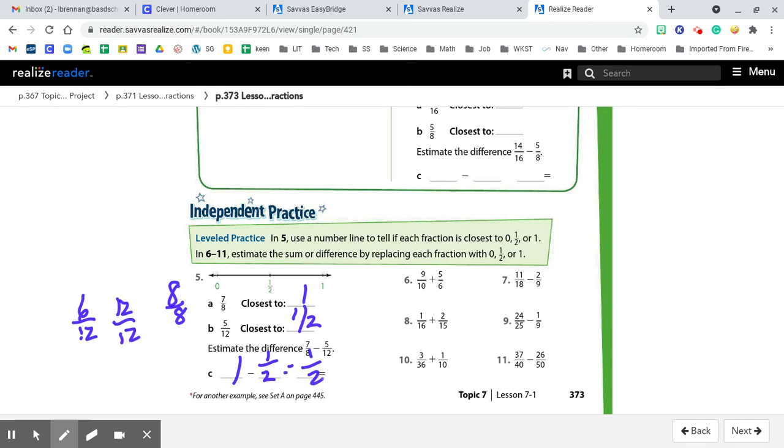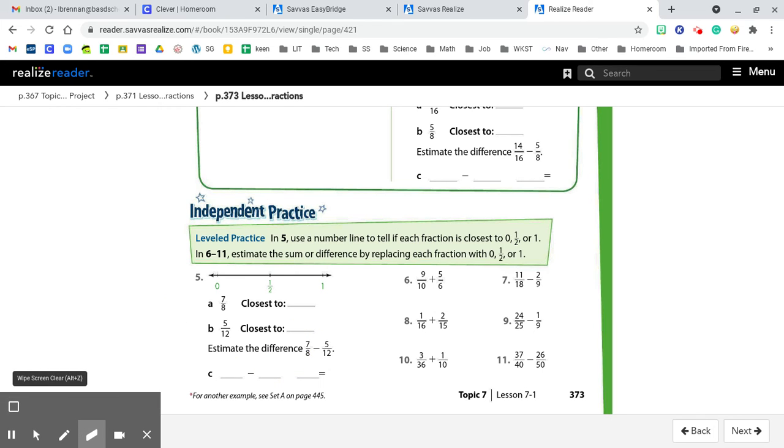And for number 6, again, you can use a fraction chart if you need to. It takes a little bit longer, but you can use it. So think of what you have here. 9/10 is close to 10/10, which would be a whole, and 5/6 is close to 6/6, which would be a whole. So 1 plus 1 equals 2.